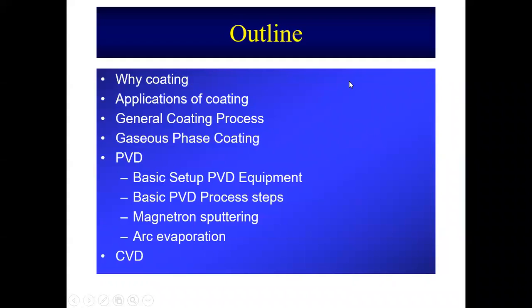So what we're going to cover today is an explanation about coating, what is coating, applications of the coating, the general coating process, and we're going to concentrate on the gaseous phase of coating. In the gaseous phase of coating, there are many types, but we're going to cover two types. One is PVD, which stands for physical vapor deposition process. And secondly, we're going to cover CVD, which stands for chemical vapor deposition process. Both of them are vapor, gaseous processes.